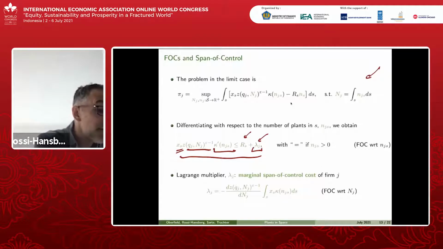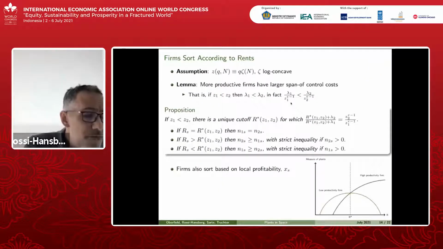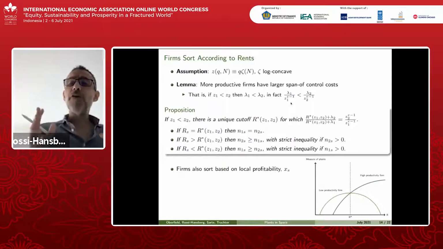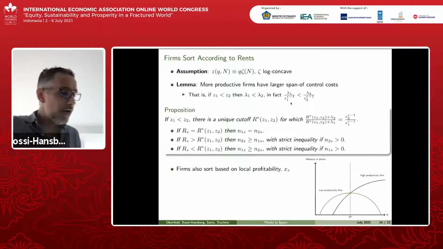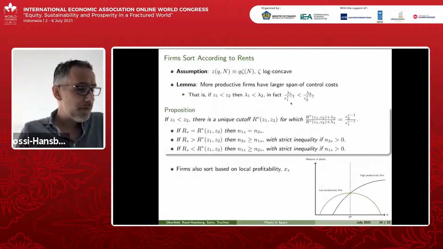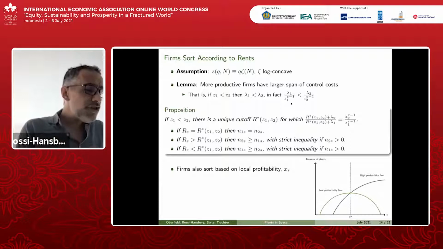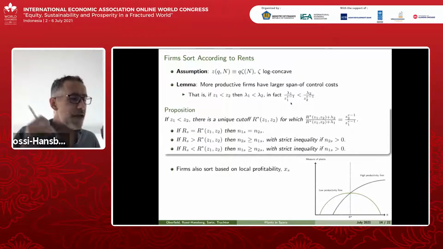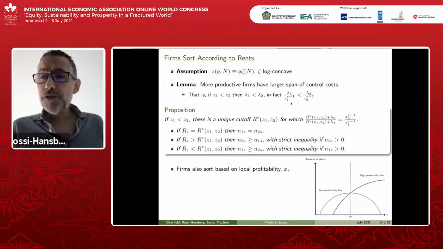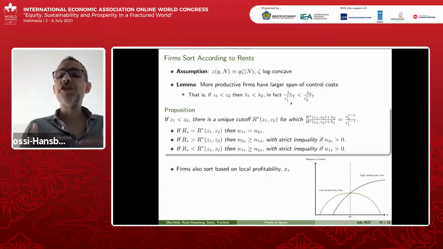So that comes directly out of solving this problem that I just showed you. And from there, you can draw the following conclusion, which is one of the core substantive implications of the paper. The first thing that you can show, under some regularity conditions, is that larger firms are going to have these larger lambdas.